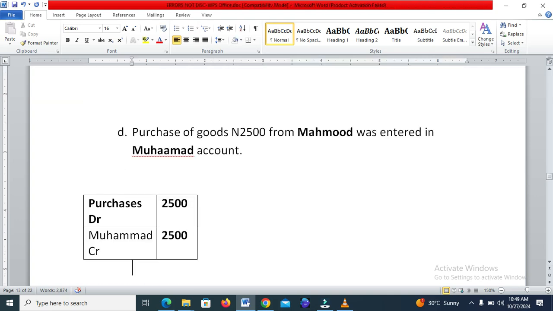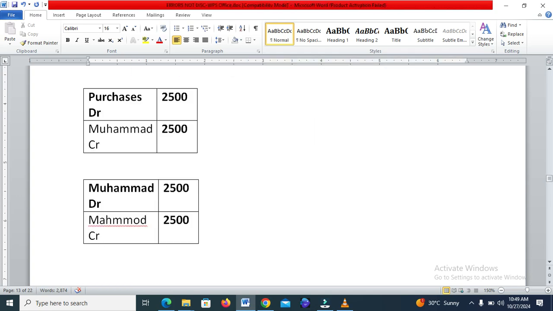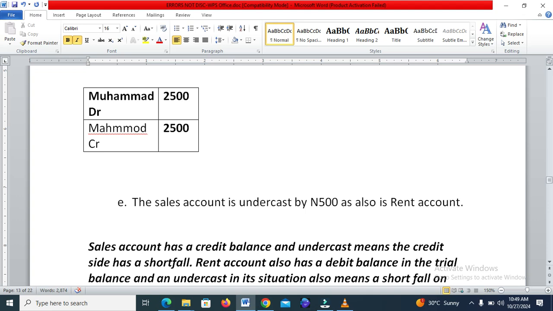What you need to do is to record it by correcting Muhammad's account, who is not entitled to it. So Muhammad's account has already been credited. So the next thing you need to do is to debit Muhammad's account and credit Mahmoud's account, the original owner of the transaction.